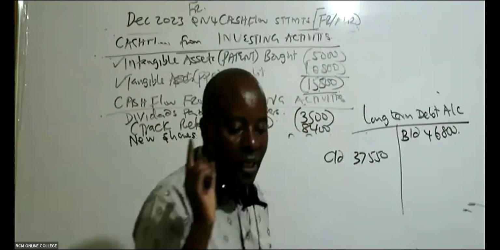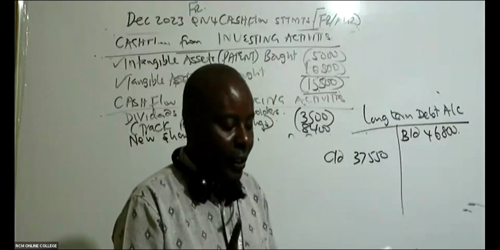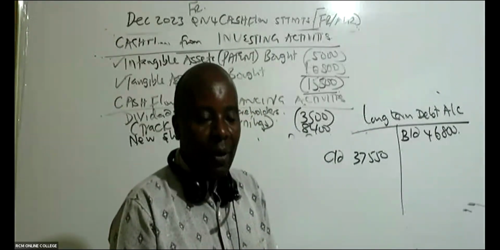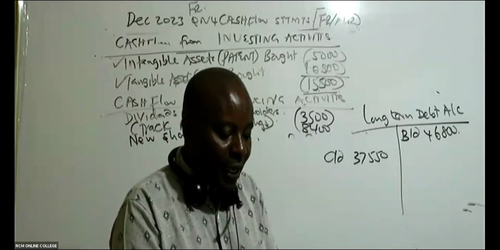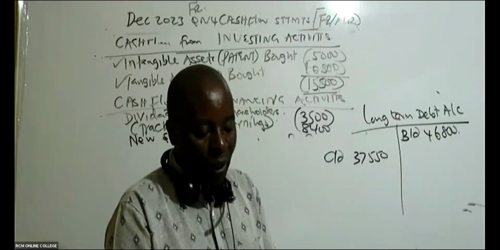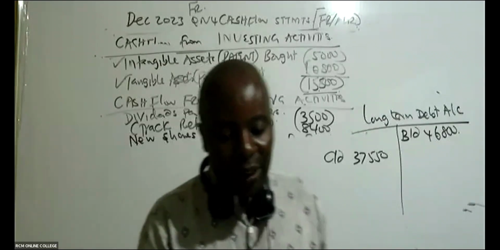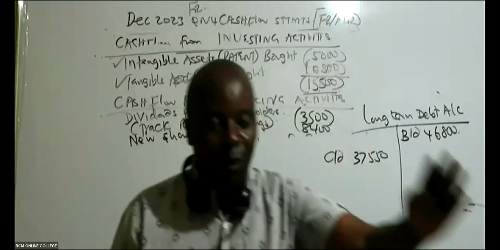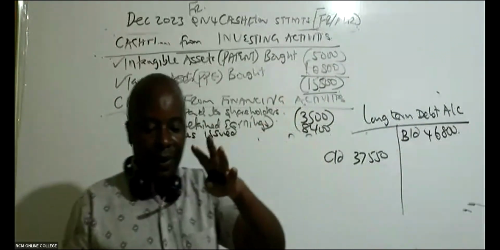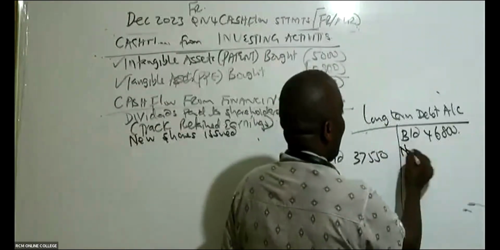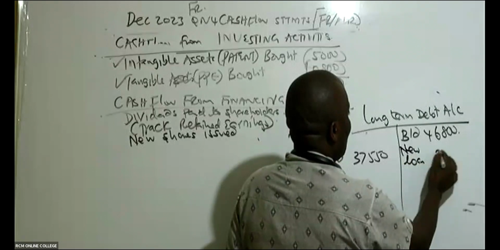And then in the year, we are told that we issued new loan notes. Are you able to see note number 3, where they're saying that the company repaid some borrowings which had matured during the year and issued new loans amounting to 3,000? Is there somebody who is able to see that note? We issued new loan notes. That must come here, so we have new loan, 3,000.